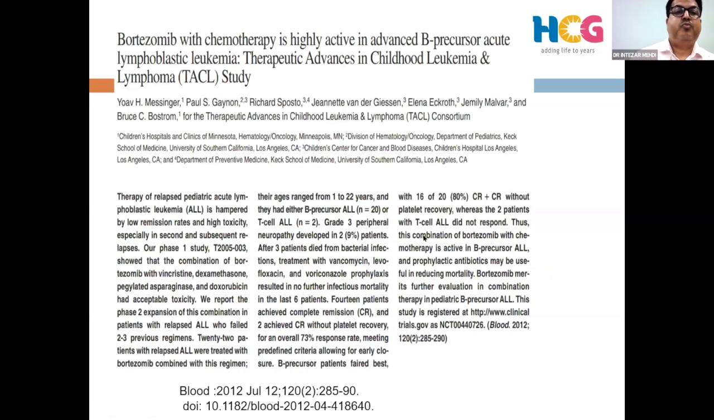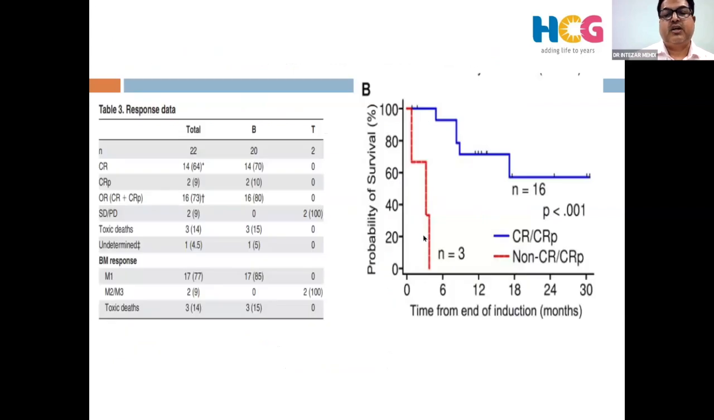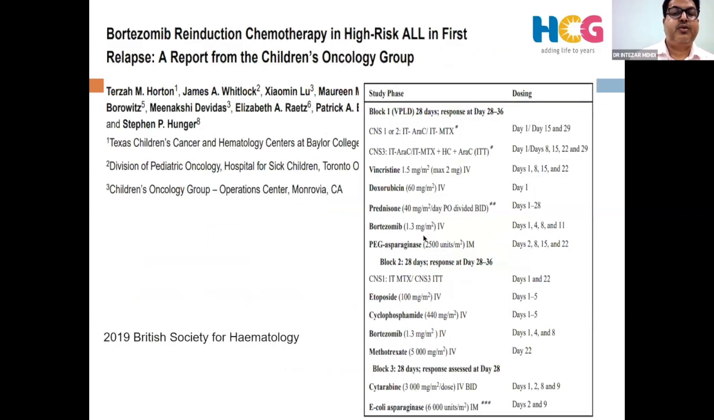Now, a lot of papers have come with bortezomib-based chemotherapy, which is from our adult colleagues in myeloma, who use bortezomib so extensively. And the papers have shown, like this paper in 2012, which showed about 22 patients, B cell of 20 patients, and about 16 of them, about 80% of them, had a good response to bortezomib-based induction.